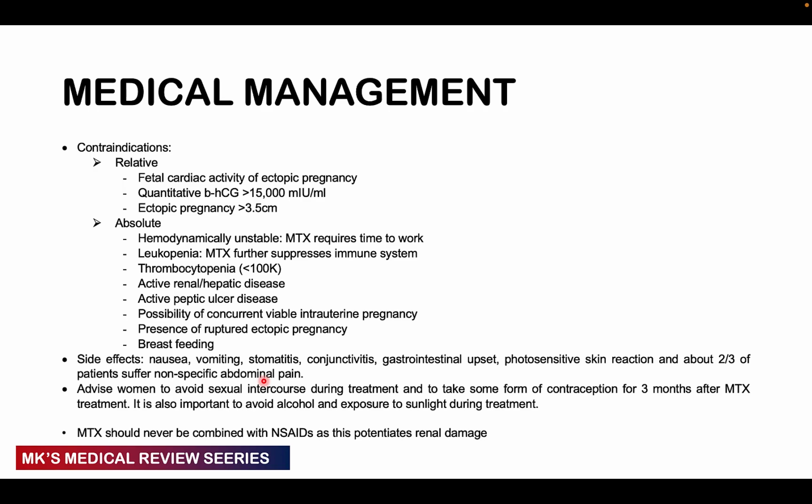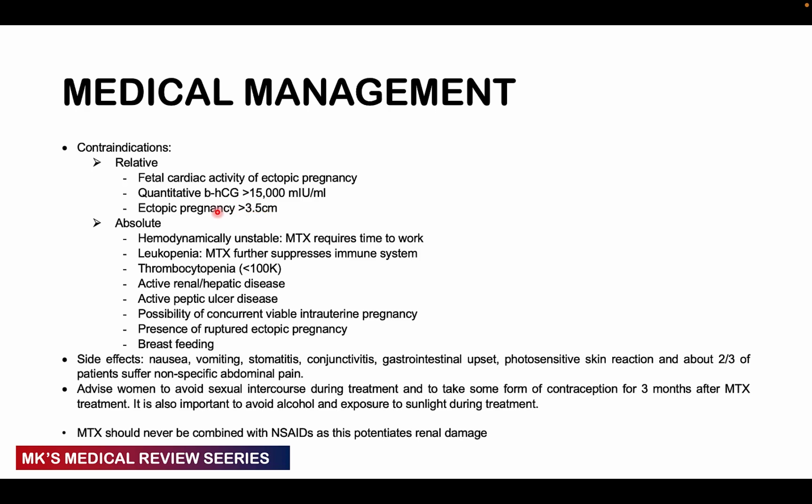So what are some of the contraindications? So you have some relative contraindications if you do find some fetal cardiac activity with the ectopic pregnancy, if the levels of quantitative beta HCG are greater than 15,000 milli international units per mL, or if the ectopic pregnancy is greater than 3.5 centimeters. Those are relative contraindications.